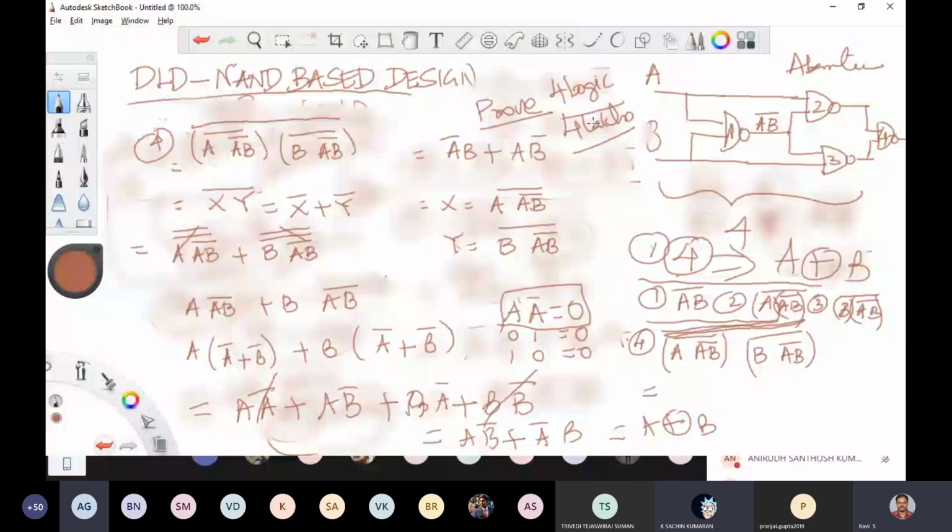Yes, sir. In the second alternative, we have taken AB whole bar as one logic gate, correct? If you consider the entire circuit, then there are fewer logic gates compared to the first one. But AB whole bar in itself consists of 2 logic gates.